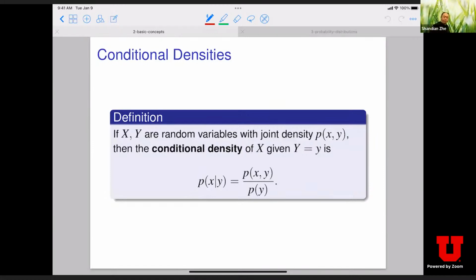Based on the joint density and the marginal density, we can define the so-called conditional density. So what is conditional density? We define the conditional density of X given that the random variable Y takes the value small y as the joint density of x and y divided by the marginal density of y. Don't get confused: this just tells you that big X equals small x, big Y equals small y, divided by big Y equals small y.